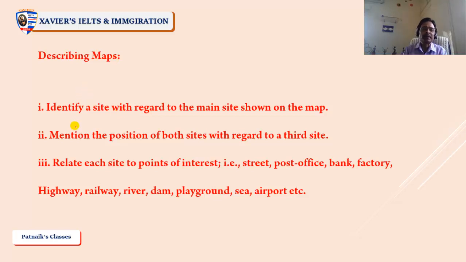In those types of tasks, what we will do is identify a site with regard to the main site, where to start with, related to the main site shown in the map. So the first thing is which one is the eye-catching site in the map. Concentrate on that place first. Describe that thing first. Then relating to that place, we will be comparing all other things just to maintain the linking in our writing. Then mention the position of both sides with regard to the third side.